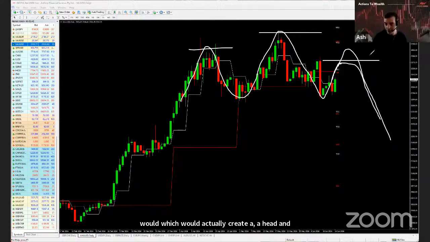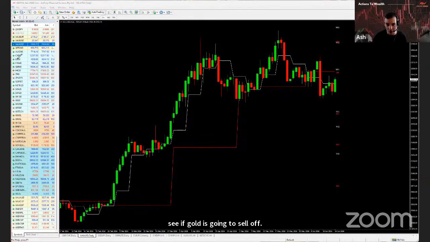That's what we could be looking at. So we're looking to see whether this right shoulder is going to form and then see if gold is going to sell off. The environment is not absolutely on point, but it's pretty close. Coming up to the monthly pivot might be the area.